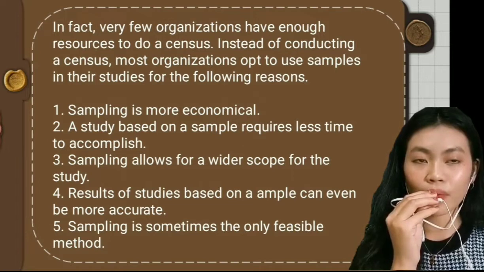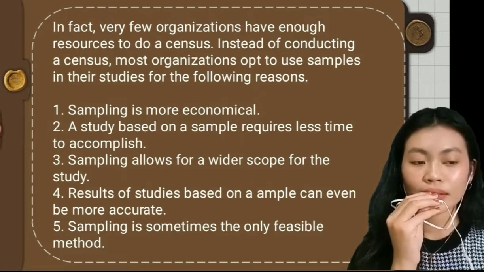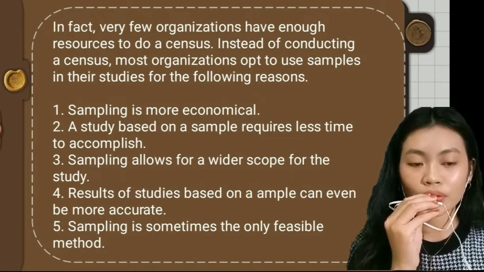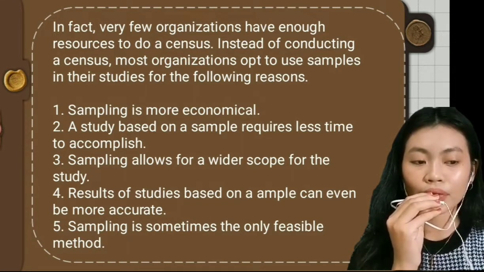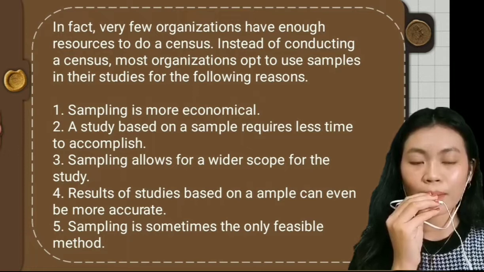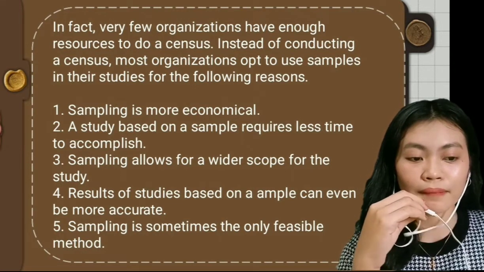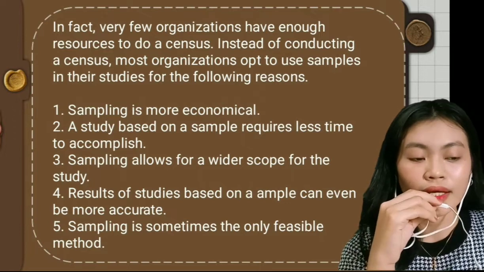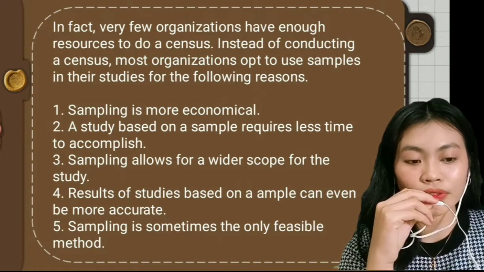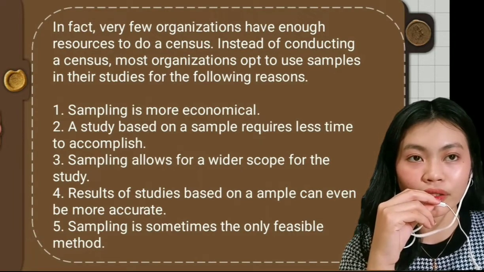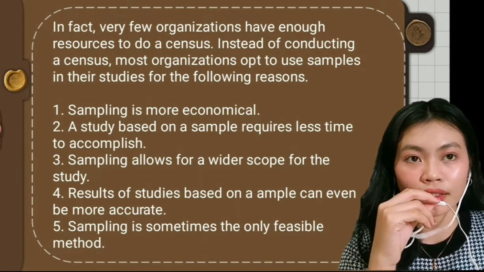Third, sampling allows for a wider scope for the study because it can acquire more information in different populations. Fourth, it can be accurate when the study is based on a sample. Number 5, sampling is sometimes the only feasible method. Sampling allows large-scale research to be carried out with a more realistic cost and time frame because it uses a smaller number of individuals in the population as representatives to stand in for the whole.